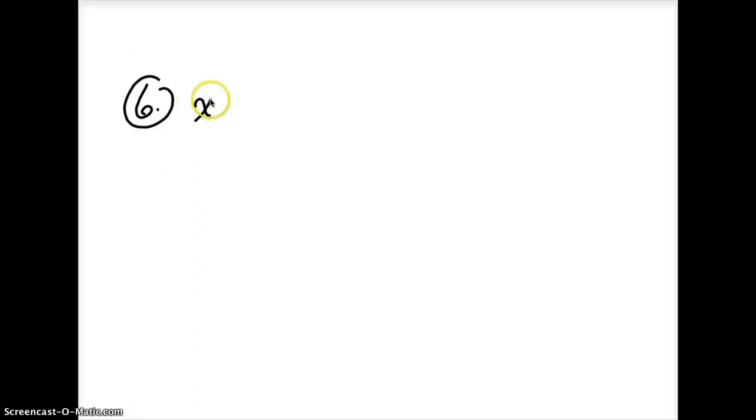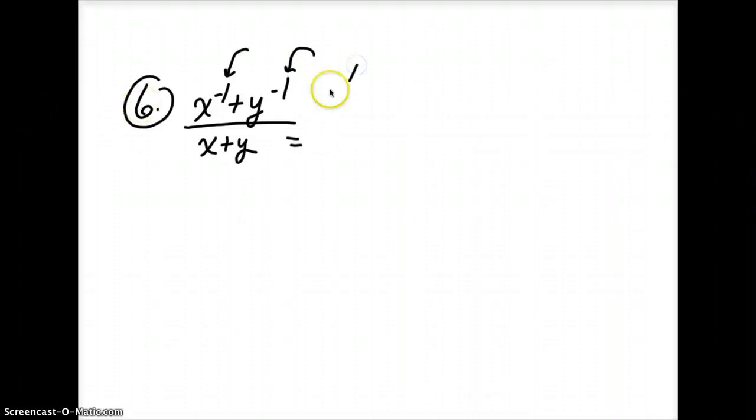Number 6, we had x to the negative 1 plus y to the negative 1 all over x plus y. So first thing we need to do is deal with our negative exponents, which means I need to take the reciprocal of those. That's what to the negative 1 power means. So I have 1 over x plus 1 over y all over x plus y, hence creating what we call a complex fraction, a fraction within a fraction.